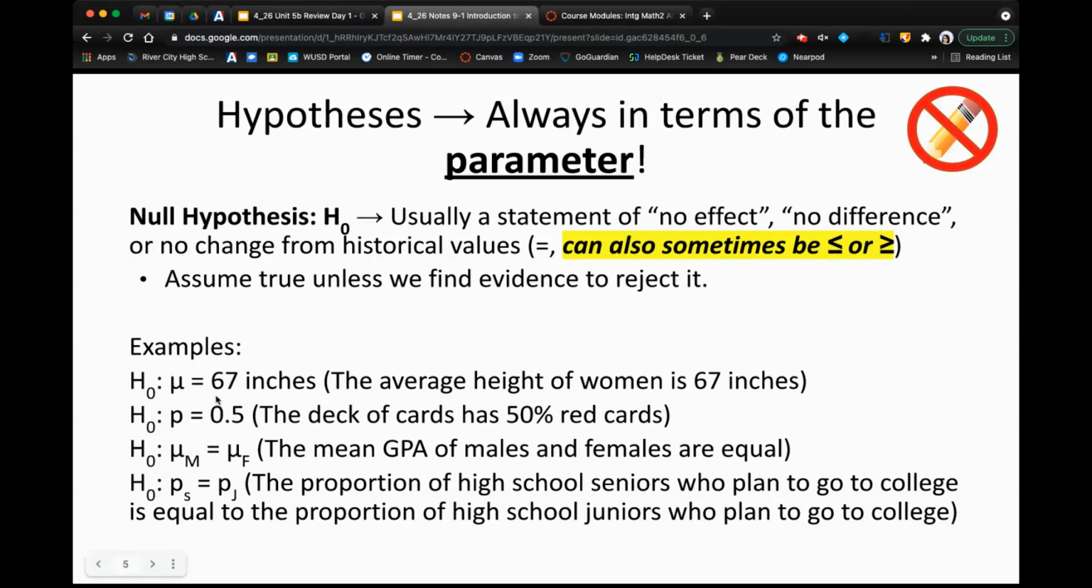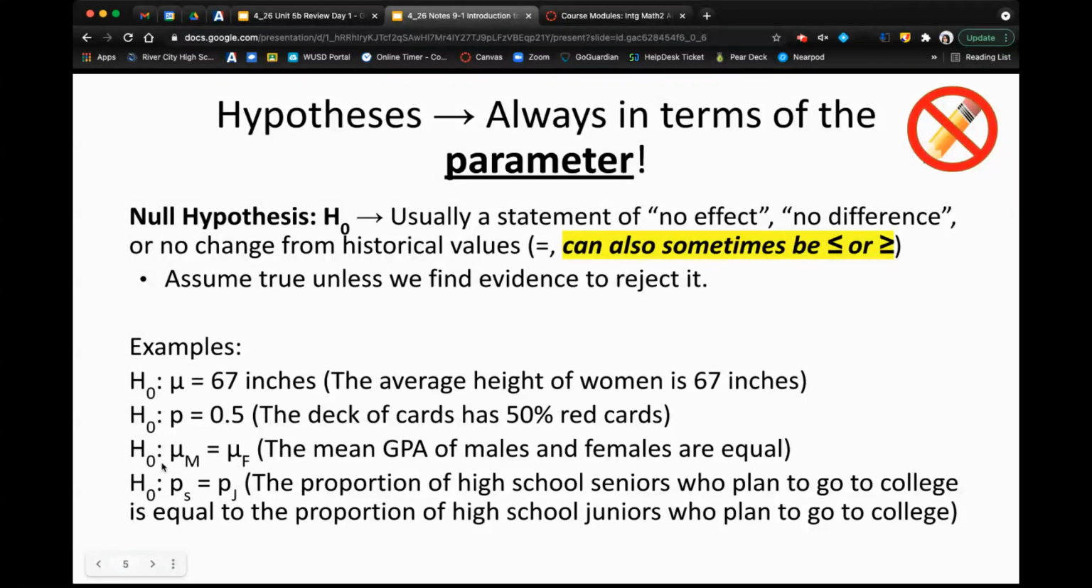So here are some examples. Null hypothesis mu equals 67 inches. So in words, that would be the average height of women is 67 inches if mu represents the average height of women. Another one involving proportions, p equals 0.5. So if p represents a proportion of red cards in a deck, this would be the deck of cards has 50% red cards.